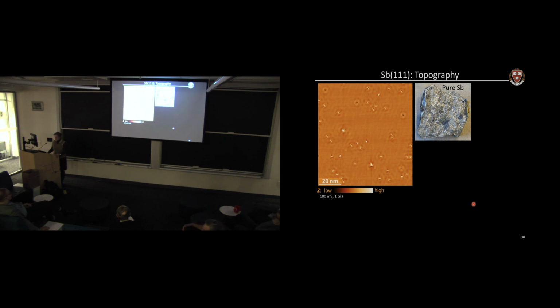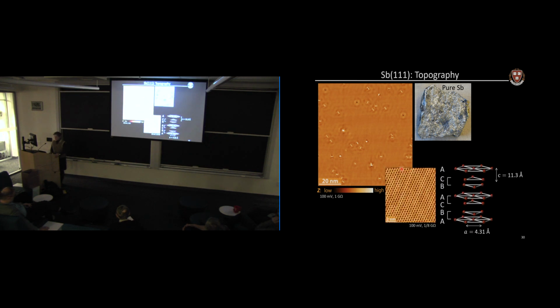So we use our STM to measure antimony. We map the topographic shape of the surface, and you can see that in this roughly 80 nanometer field of view, there are a few single atom defects in this material. We can zoom in and we can see the clean background. These are single atoms. It has a layered structure, so we've cleaved it and we have a flat surface here.